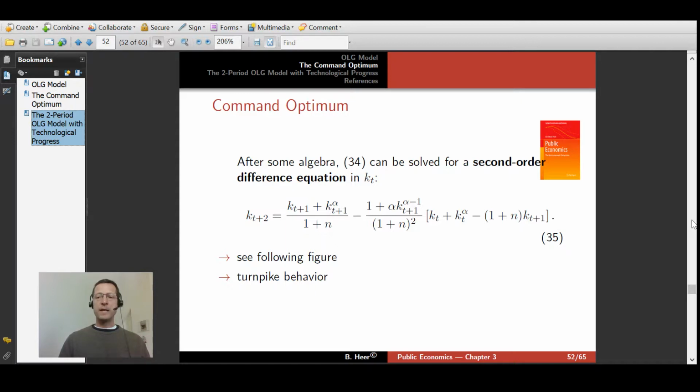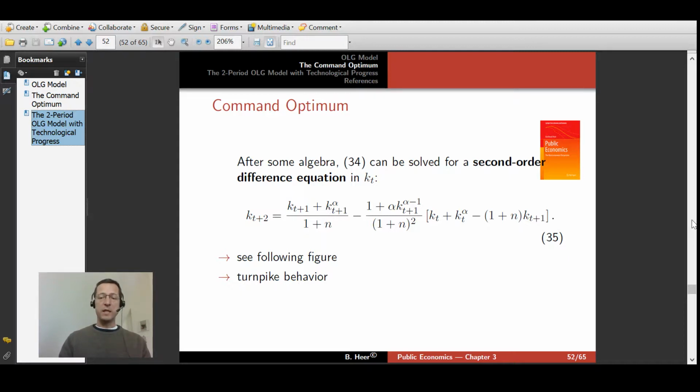So we have the value k0. Now let's assume we have a value k1. Then with the help of 35 we can compute k2. And with the help of k2 and k1 we can compute k3 and so on. And finally we can compute k21 with the help of k20 and k19 and compare our implied value of k21 with the exogenously given value at period 21 and see if it's equal.